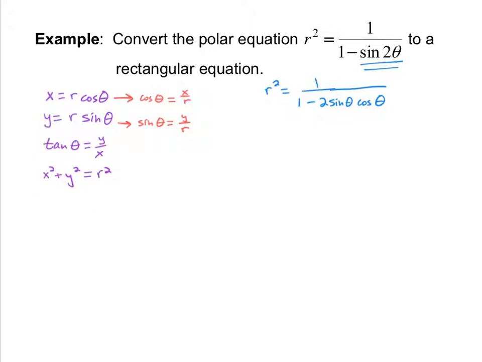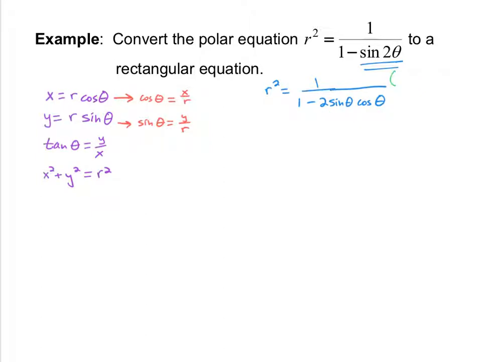Now looking at this equation, I see that I've got a sine theta here and a cosine theta, and I can make substitutions right now, or I could clear the equation of fractions. So let me show you both ways. If I make the substitution, I get 1 minus 2, take out the sine theta and put y over r, take out the cosine theta and put x over r, and I get a complex fraction on the right side. So I'm going to back up, and instead of having a complex fraction on the right side, I'll multiply and clear the fraction like I did in the last example.